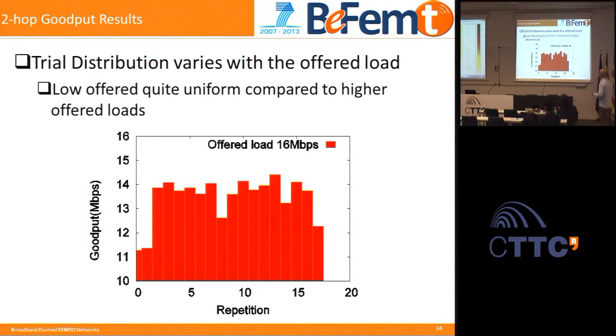Here we can see, from a given offered load, the variance of the output attained at 2 hops from the destination with several trials of the same experiment. We can see how the variance is quite high.